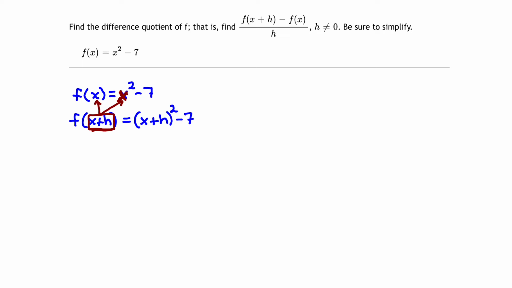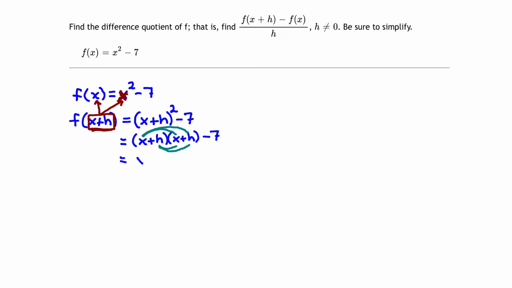Now we want to expand. And remember from our discussion in class that x plus h squared can best be thought of as a foiling process, or x plus h times x plus h. So x plus h to the second power is just x plus h times x plus h. And don't forget the minus 7 at the end. We're going to continue simplifying by using the FOIL process, that is first, outer, inner, last. I'm going to take x times x, then x times h, then h times x, and finally h times h.